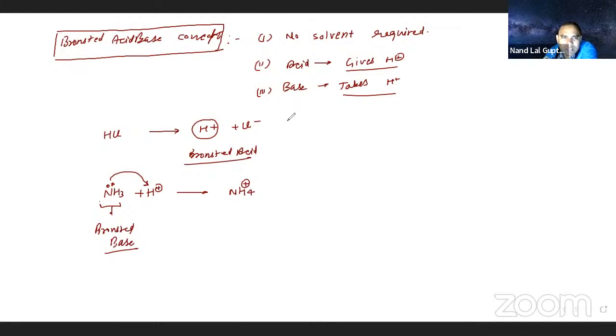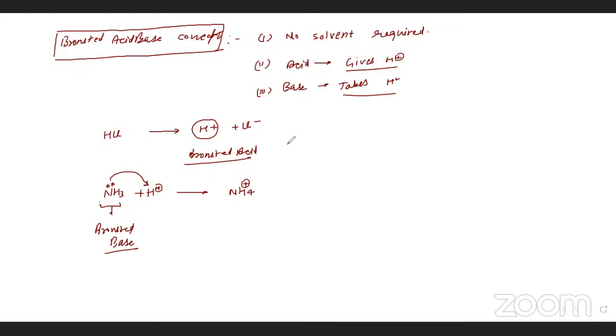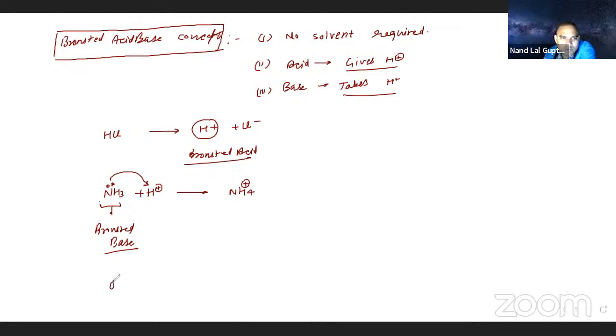Are you able to understand this? Many examples we can give. Suppose the OH minus ion is there. It can accept H plus, forming H2O. So this is again a Bronsted base. Whatever species can accept the H plus ion is going to be a Bronsted base, and whatever can give H plus ion is going to be the Bronsted acid. This is the simple concept.